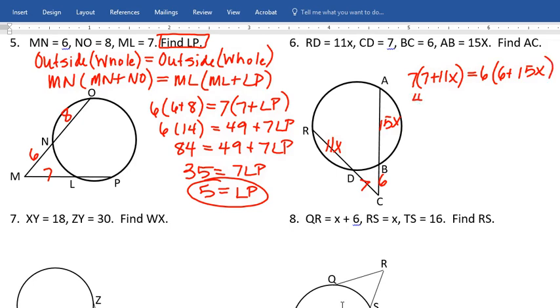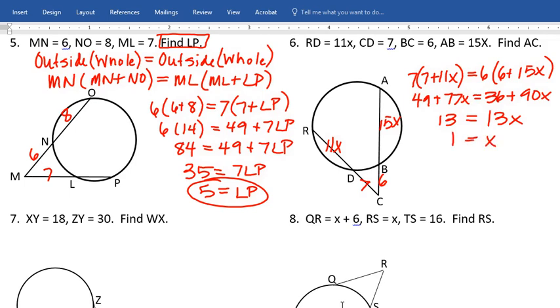So this is going to give us 49 plus 77x. It's equal to 36 plus 90x. Going to subtract the 77x from the 90x. That gives us 13x. Going to subtract the 36 from the 49. That also gives us 13. So 13 goes into 13 one time, so x equals 1 here.